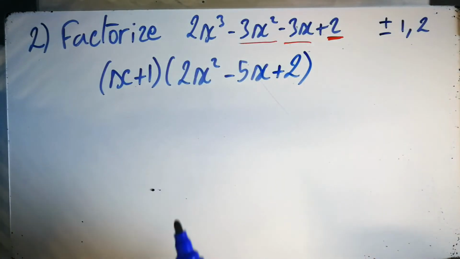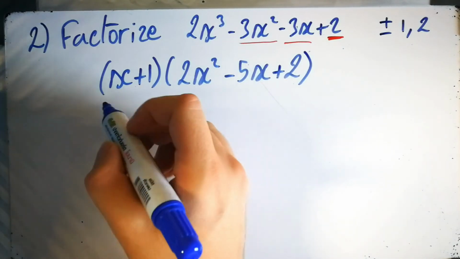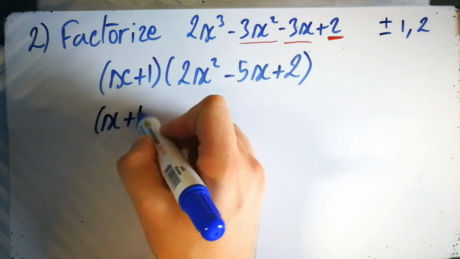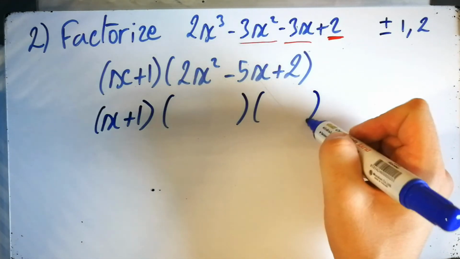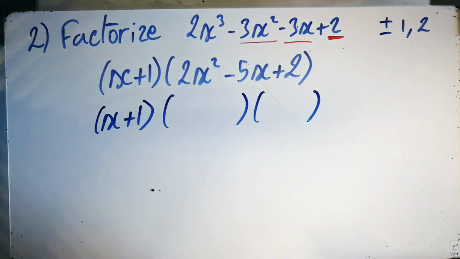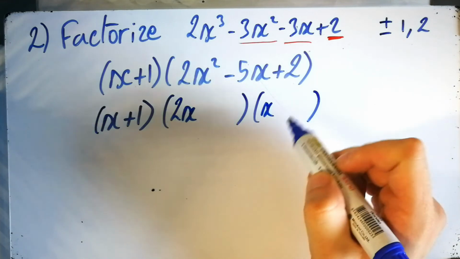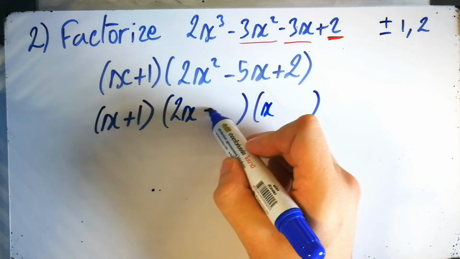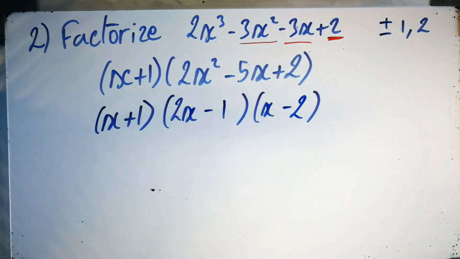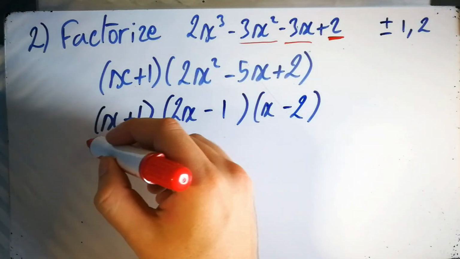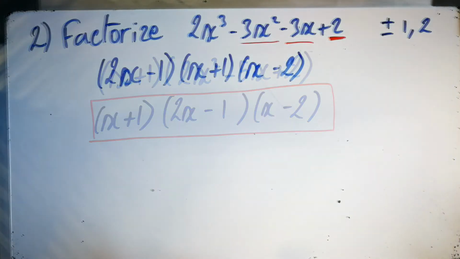The last step of this method is going to be simply to factorize the quadratic. So the factor x plus 1 stays, and we're going to factorize 2x squared minus 5x plus 2. So we're going to have 2x, here we're going to have minus 1, and here minus 2. Now we find the three factors of our cubic equation.